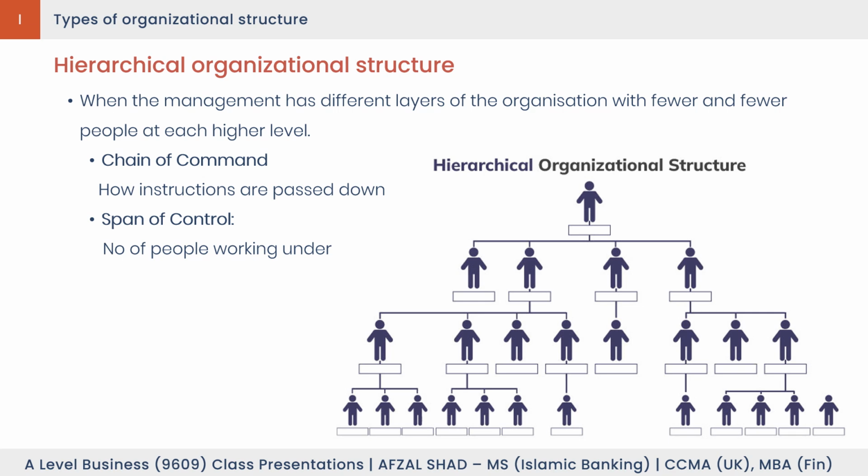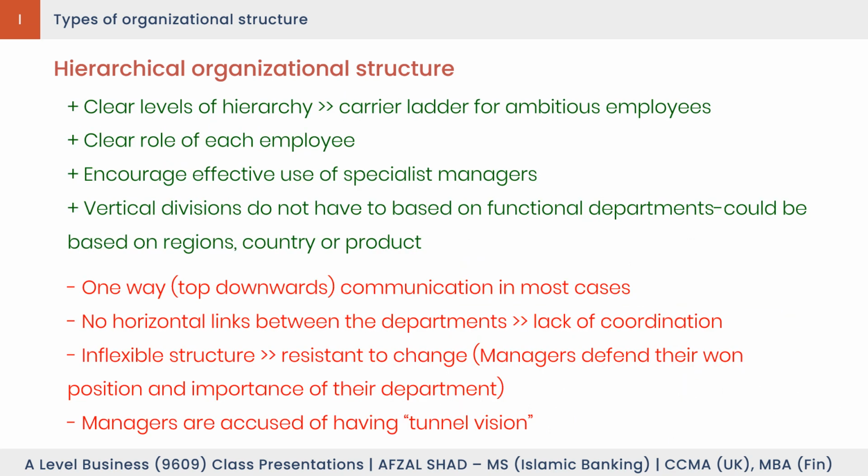Then we discussed the hierarchical organizational structure. Hierarchical में हमने देखा, you can say it's a conventional form of organization structure. Most of the businesses in developing countries like Pakistan follow this type of organization structure because chain of command is clear, span of control is clear, all of these three elements are clear in it. Then we discussed the advantages and disadvantages yesterday of the hierarchical organization structure.